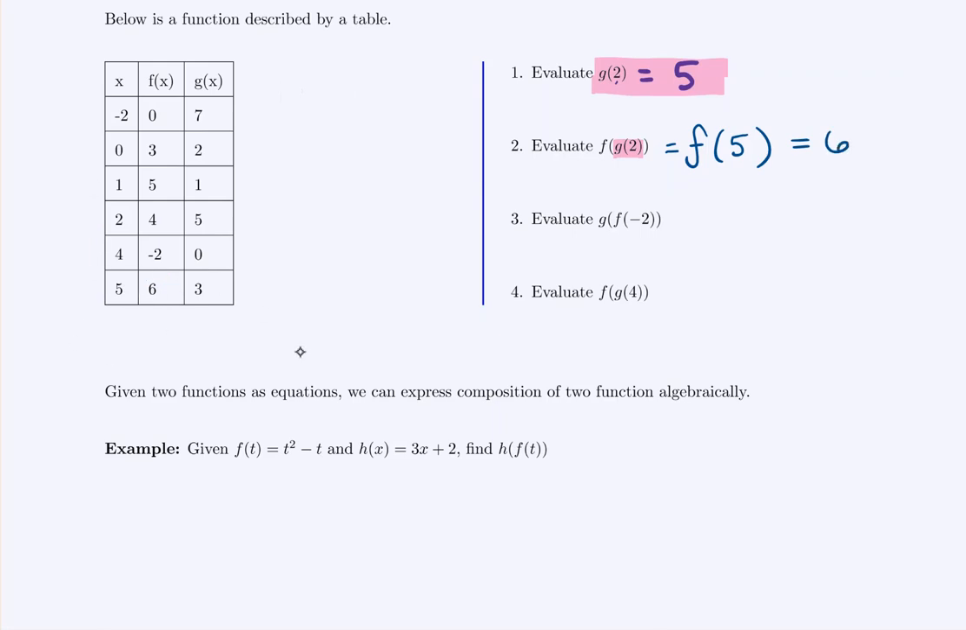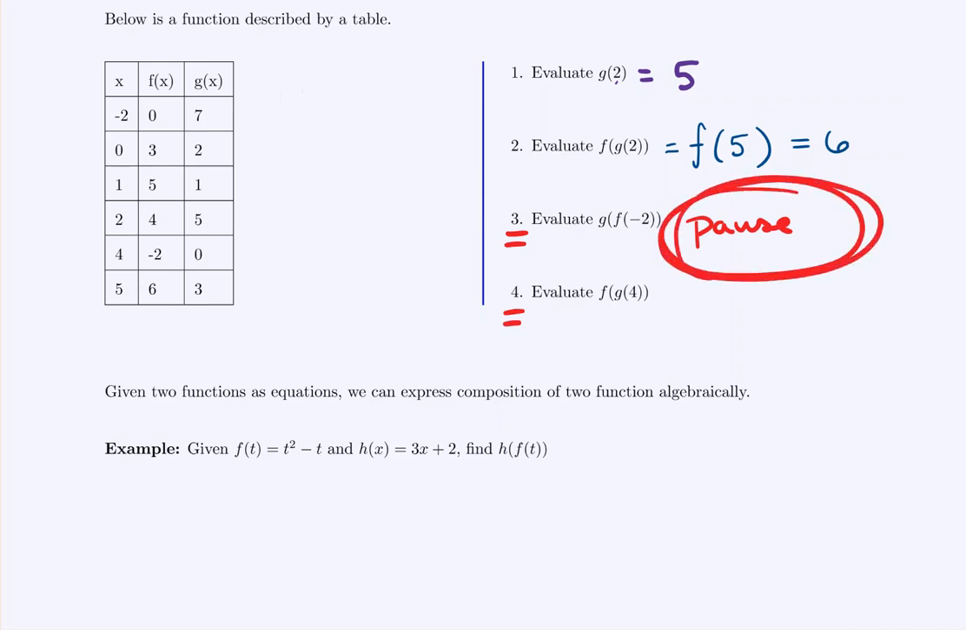Now for this next one, we see the difference is we've got the composition of g of the function f of negative 2. Notice the order of the composition is now switched. g is the outside function, and f of negative 2 is the input. So I recommend you take a moment and pause the video, and why don't you complete number 3 and number 4, then unpause to check your work.